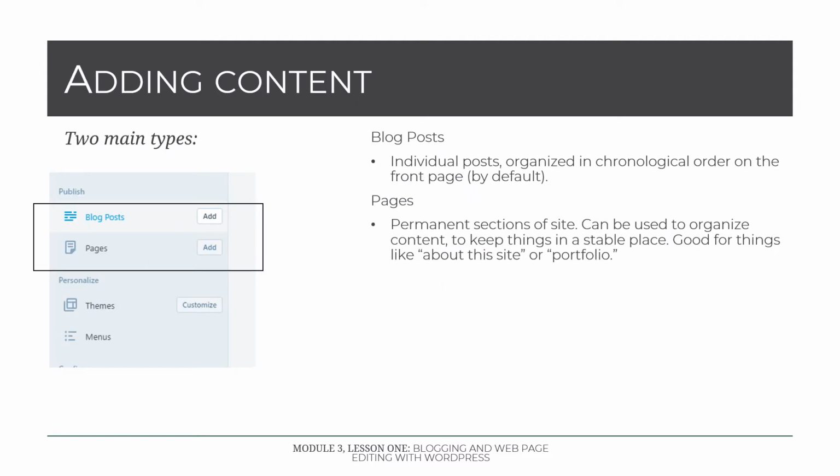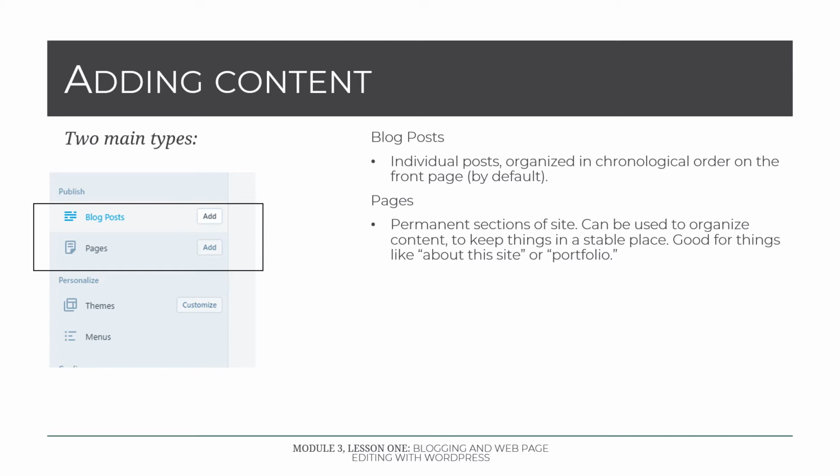Our main focus for this lesson, though, is learning how to create content on a blogging platform like WordPress. There are two types of content you can add to a WordPress site: blog posts and pages. Blog posts are individual posts found typically on the front page of the site. They are organized in chronological order on that front page. Pages are permanent sections of the site. They can be used to organize content or keep things in a stable place. Things like an About section for a site are a common use of pages. You can also use the Pages function to create an online archive of content or a personal portfolio.